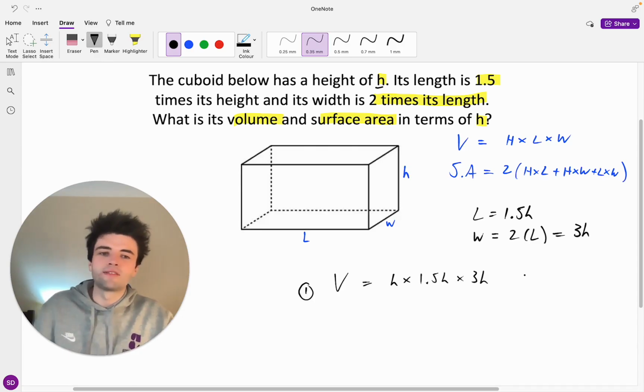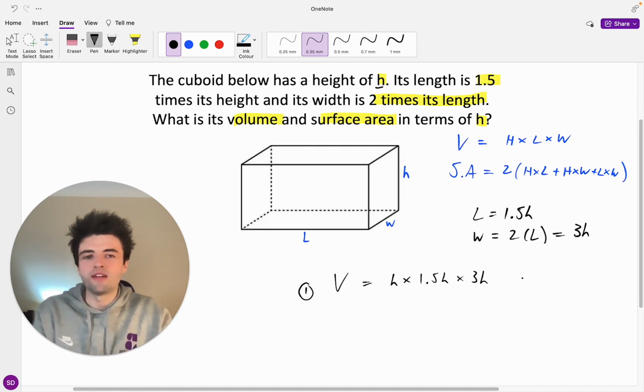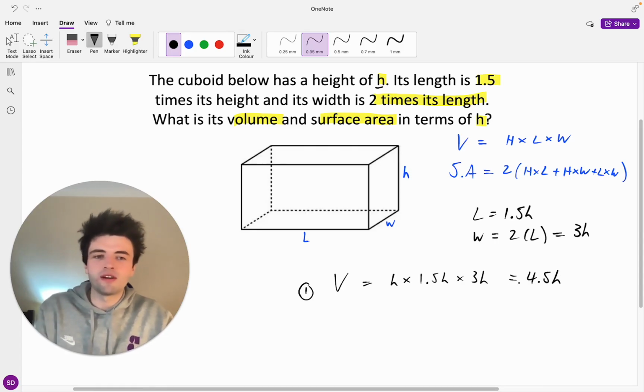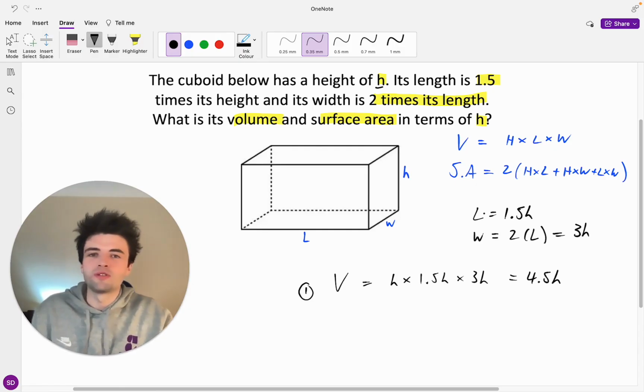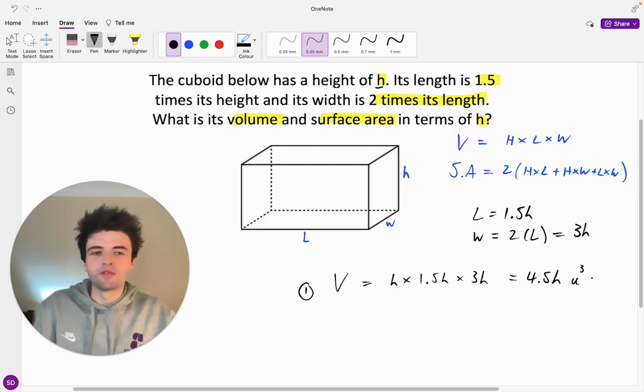So that's the width. And so by simply plugging in our numbers now, we have that the volume is going to be h times 1.5h times 3h, which is going to give us 4.5 times h. So that is the volume in terms of the height. And we don't actually know the square units, but this would be essentially something cubed. So I just put u cubed for units, just so we know that it's volume rather than length.